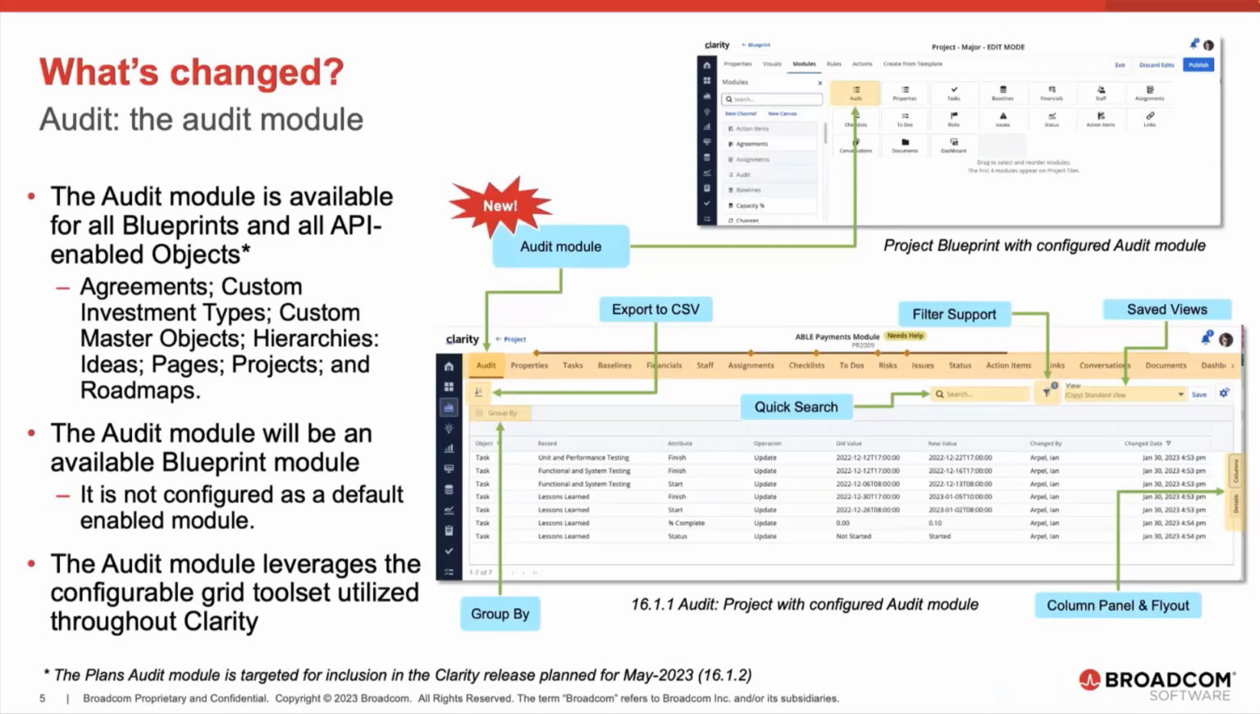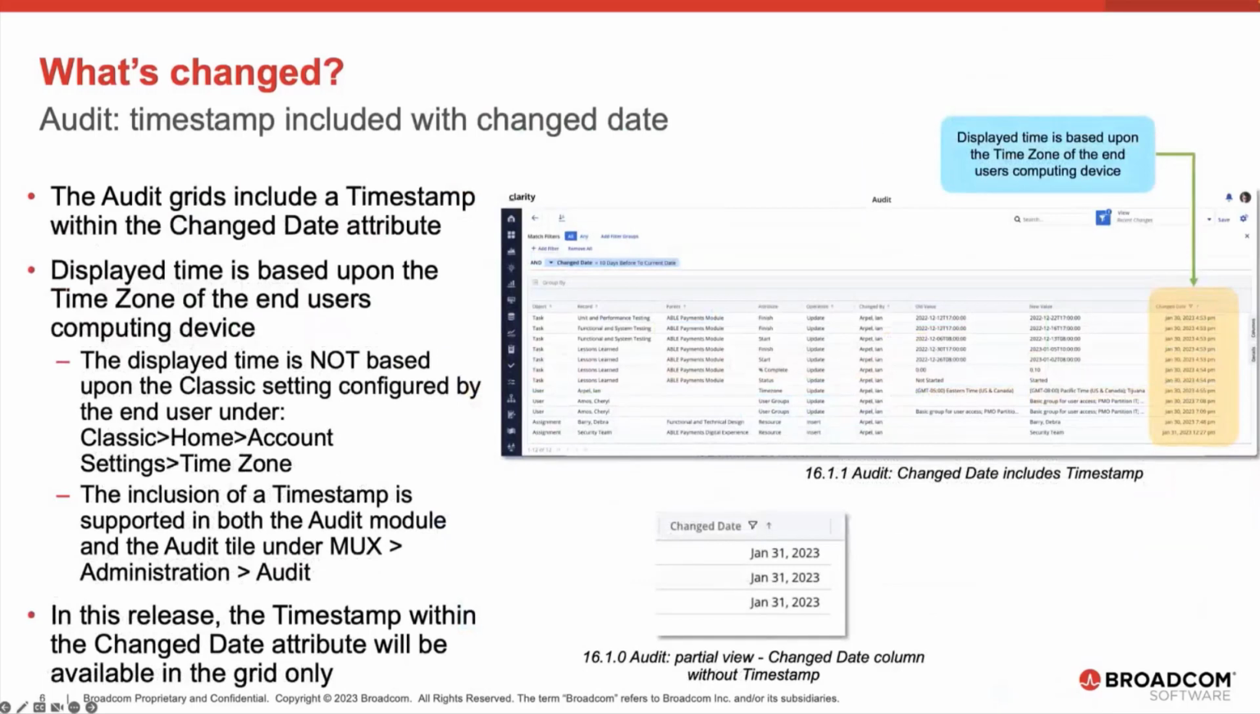The audit module leverages the configurable grid toolset utilized throughout Clarity with the familiar tools such as export to CSV, group by, filtering, and save views, to name a few. In the last release, the change date field did not include a timestamp. With this release, the audit grids now include a timestamp within the change date field itself.